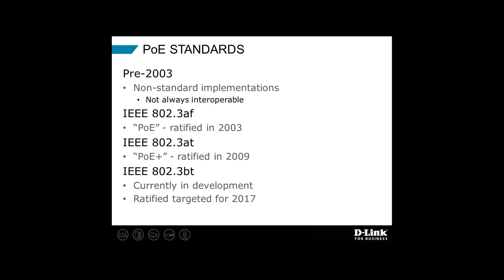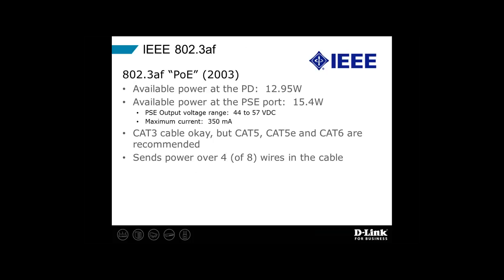A lot of people call that PoE Plus because it allowed more power to be carried over the LAN cable, more power than the original AF standard provided. And then there's a new standard in the works now referred to as 802.3bt. It's currently in development. There's an IEEE task force working on it now. Ratification for BT is targeted somewhere out in the 2017 timeframe. And I've got some slides on that coming up. I just wanted to put all the standards on one page here and introduce them.